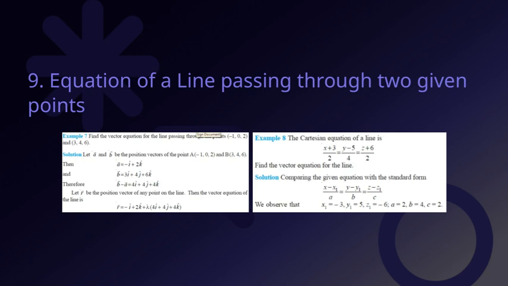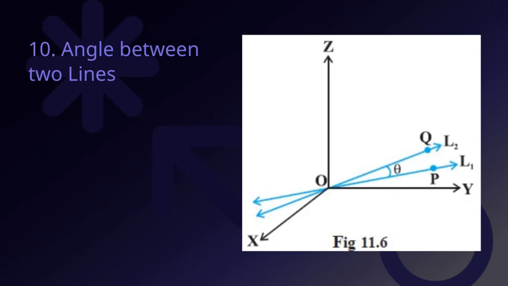Understanding how to derive the equation from 2 points not only helps in graphing lines, but also deepens our grasp of the relationships between points, slope, and line equations in the broader context of coordinate geometry. Now let's move on to slide 10, which is about the angle between 2 lines. When we talk about the angle between lines, we're essentially looking at how these lines are oriented relative to each other in space.